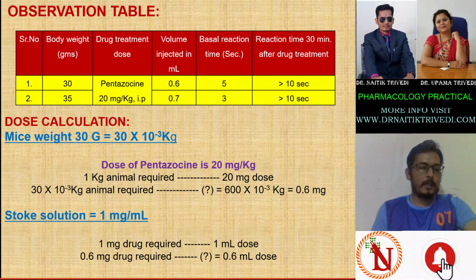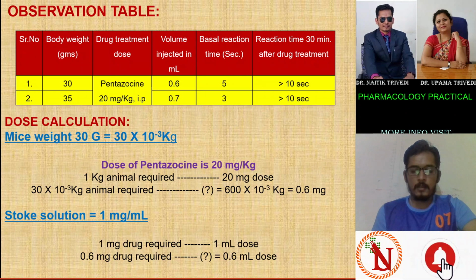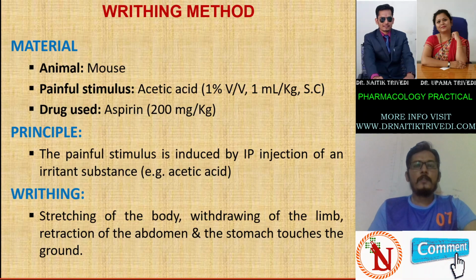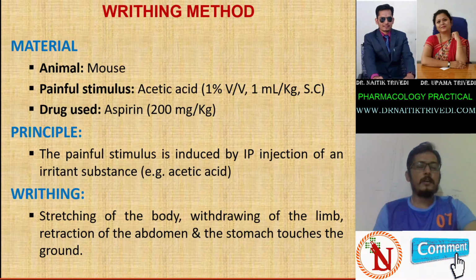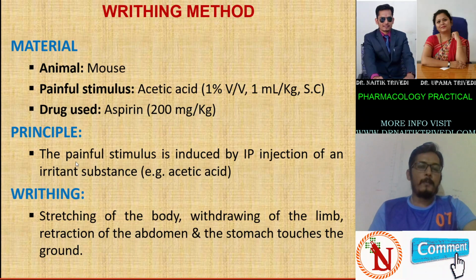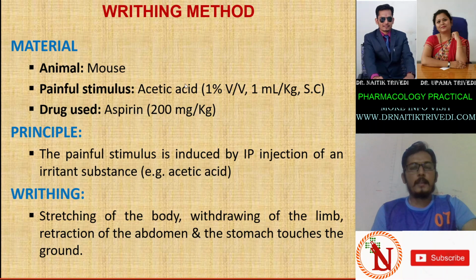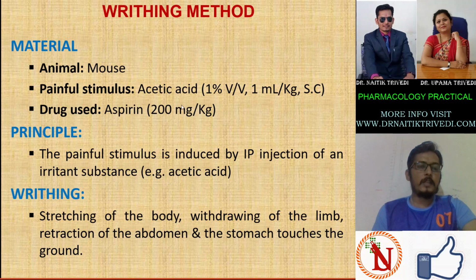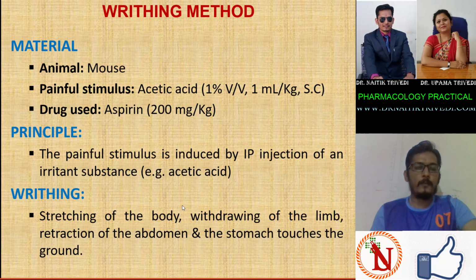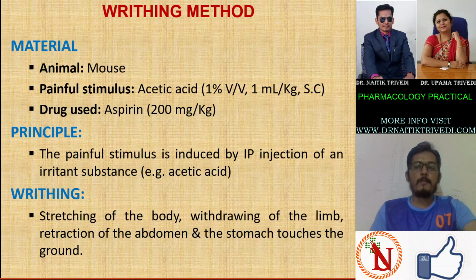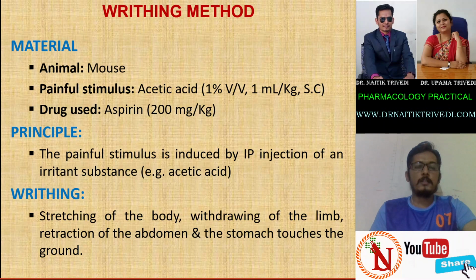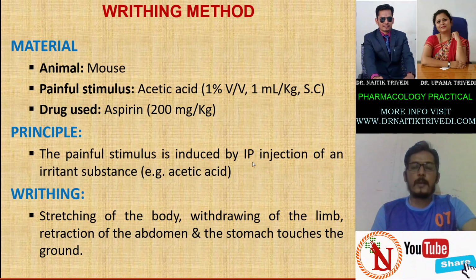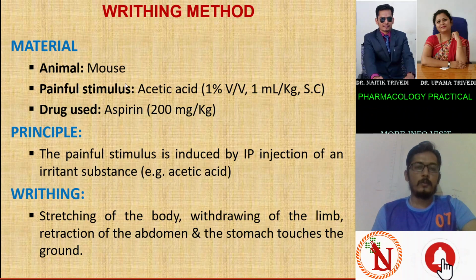We'll see another method for the analgesic screening practical, which is known as the writhing method. Here the animal is the mouse, we will produce the painful stimuli with acetic acid, and we will use the drug aspirin. So what is the writhing method principle? The painful stimuli is induced by intraperitoneal injection of an irritant substance. We will give the irritant substance by intraperitoneal injection into the mouse.